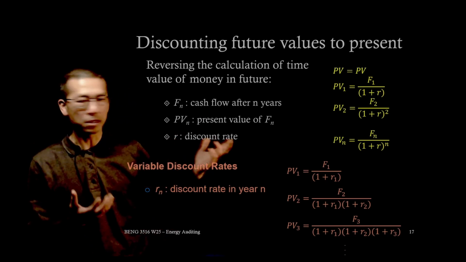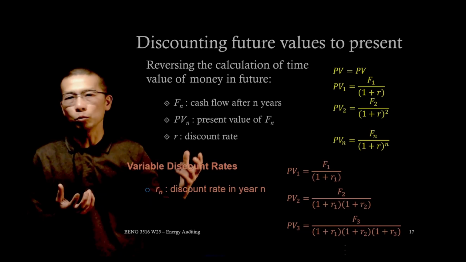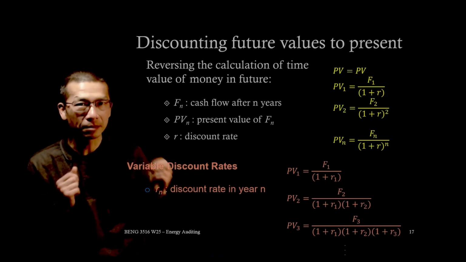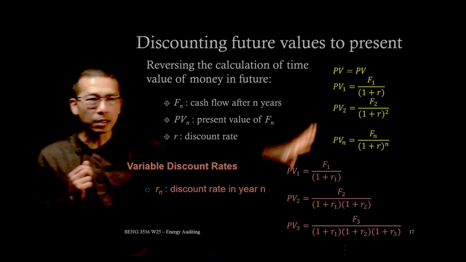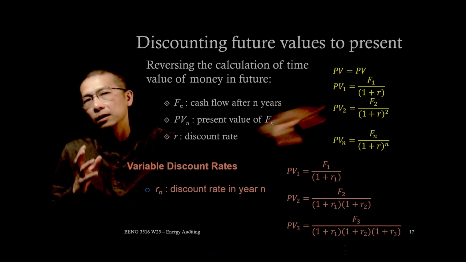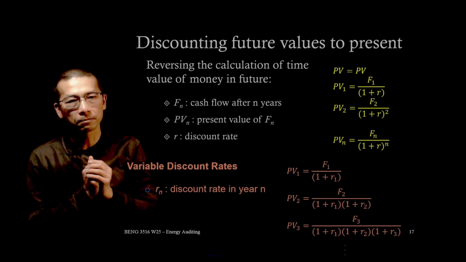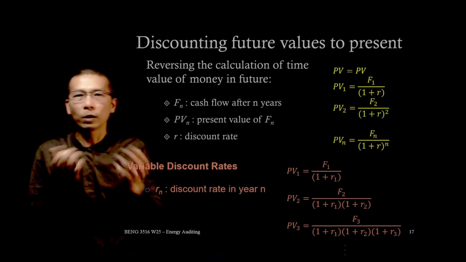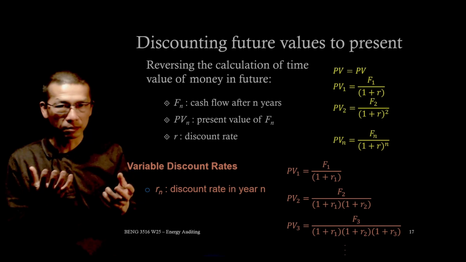This slide here assumes that the discount rate is constant. Again, this equation here, the yellow one, is showing that the discount rate is constant, right? Now, what does that mean, discount rate is constant?